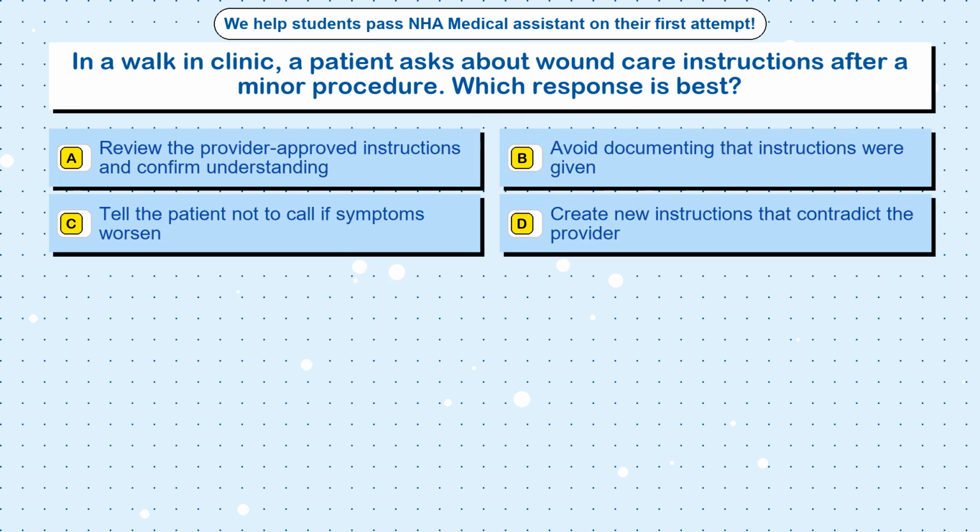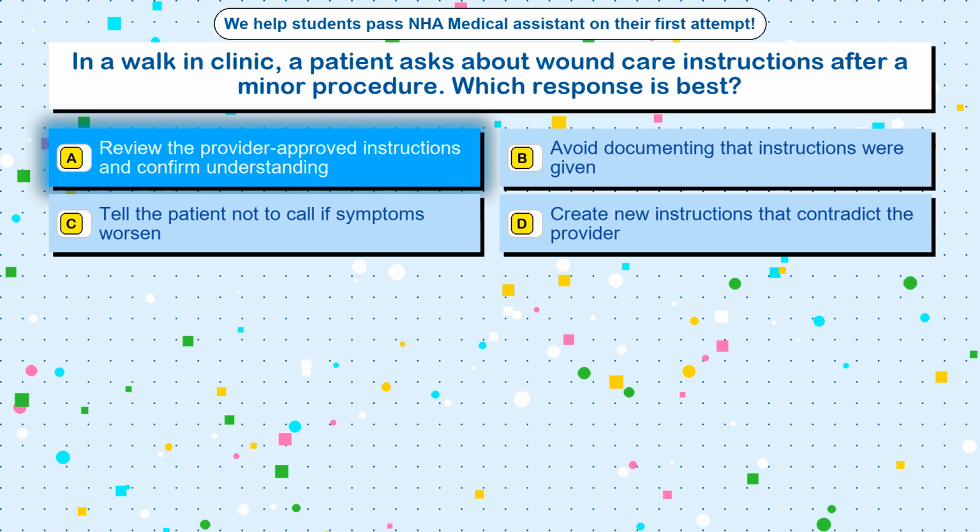Question 68. In a walk-in clinic, a patient asks about wound care instructions after a minor procedure. Which response is best? Option A. Review the provider-approved instructions and confirm understanding. Option B. Avoid documenting that instructions were given. Option C. Tell the patient not to call if symptoms worsen. Option D. Create new instructions that contradict the provider. The correct answer is option A.